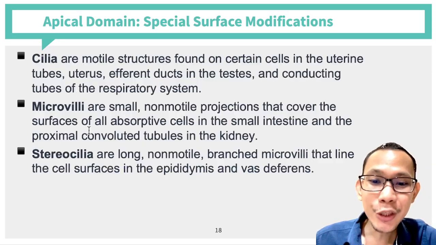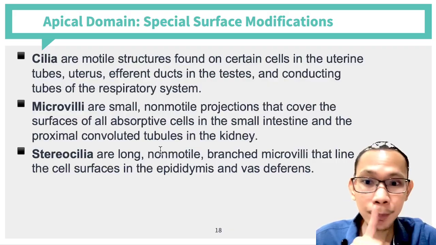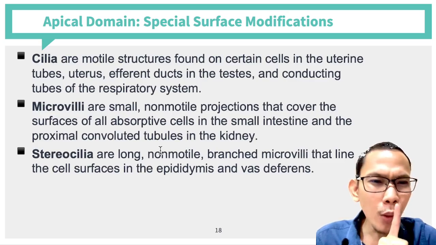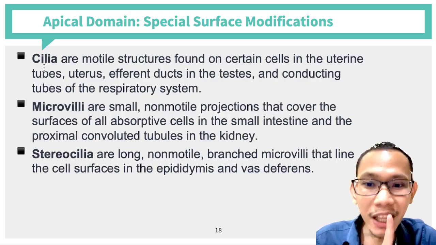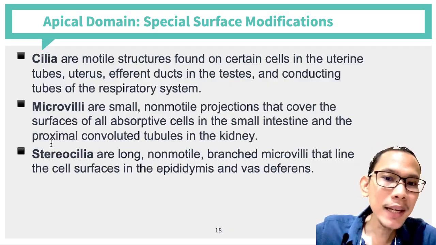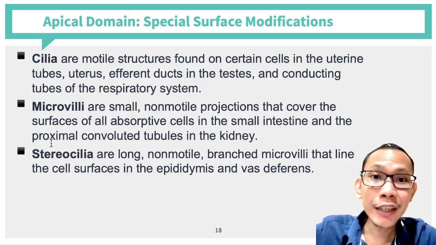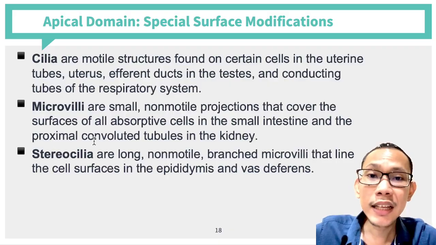Next, we have your stereocilia. These are long, in comparison to microvilli, which are small. They are both non-motile. Please take note. Our clue: once motile, automatically cilia. Once non-motile, it could either be microvilli or stereocilia. Where do they differ? In terms of their length. Your microvilli is small, your stereocilia is long.